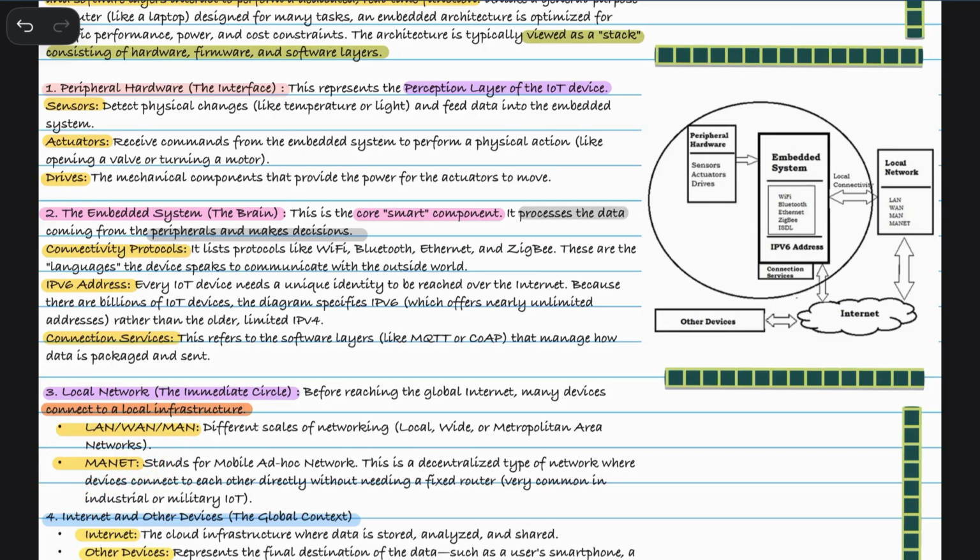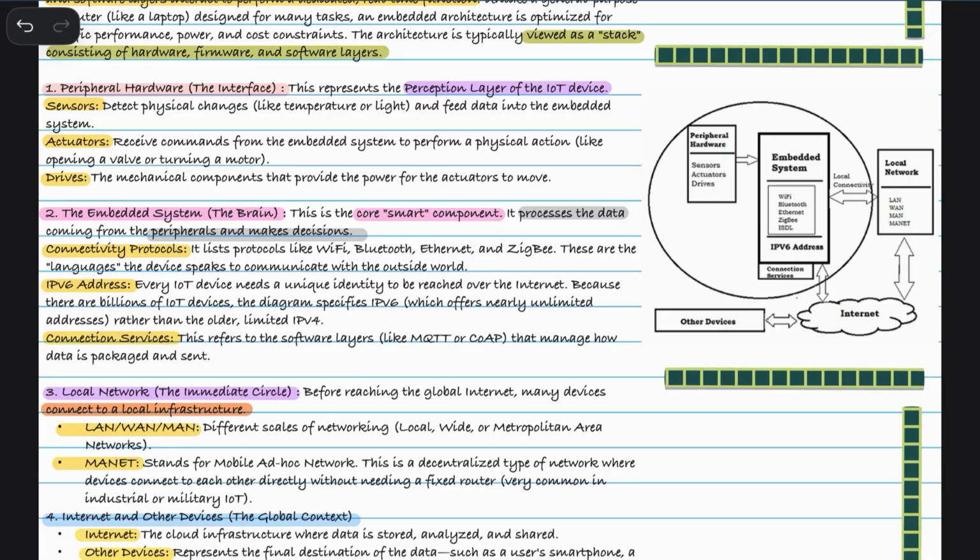MANET stands for Mobile Ad Hoc Network. It is a decentralized, router-free network where individual smart devices connect directly to one another. So if one device moves or fails, the remaining devices automatically reconfigure their network path on the fly.